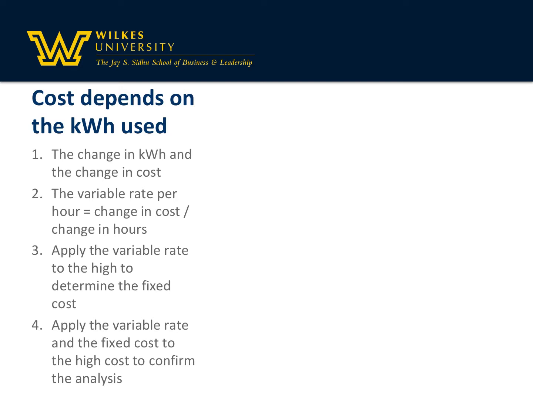We've already said the cost depends on the kilowatt hours used. By taking the high amount of hours and the low amount of hours, we know the change in hours. If we do the same for the related costs, we know the change in costs. So simply, if we divide the change in cost by the change in hours, we can find the variable rate.